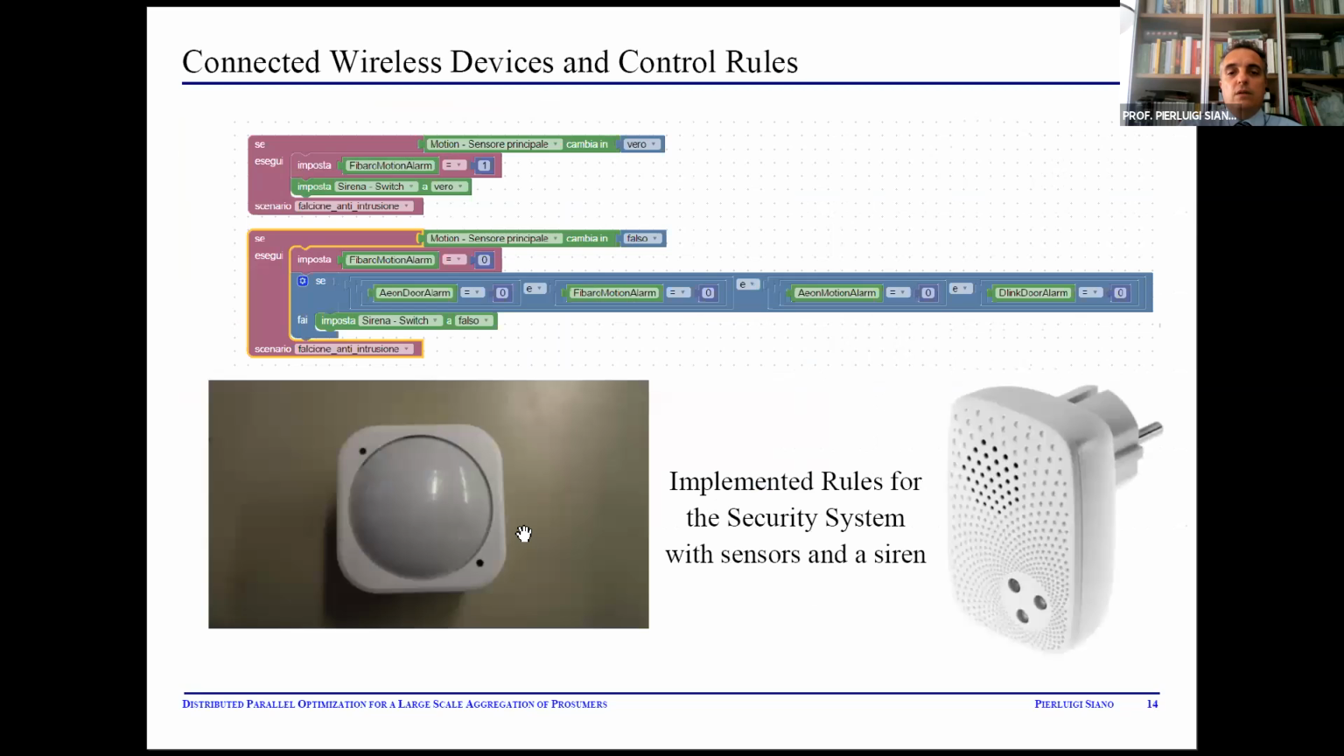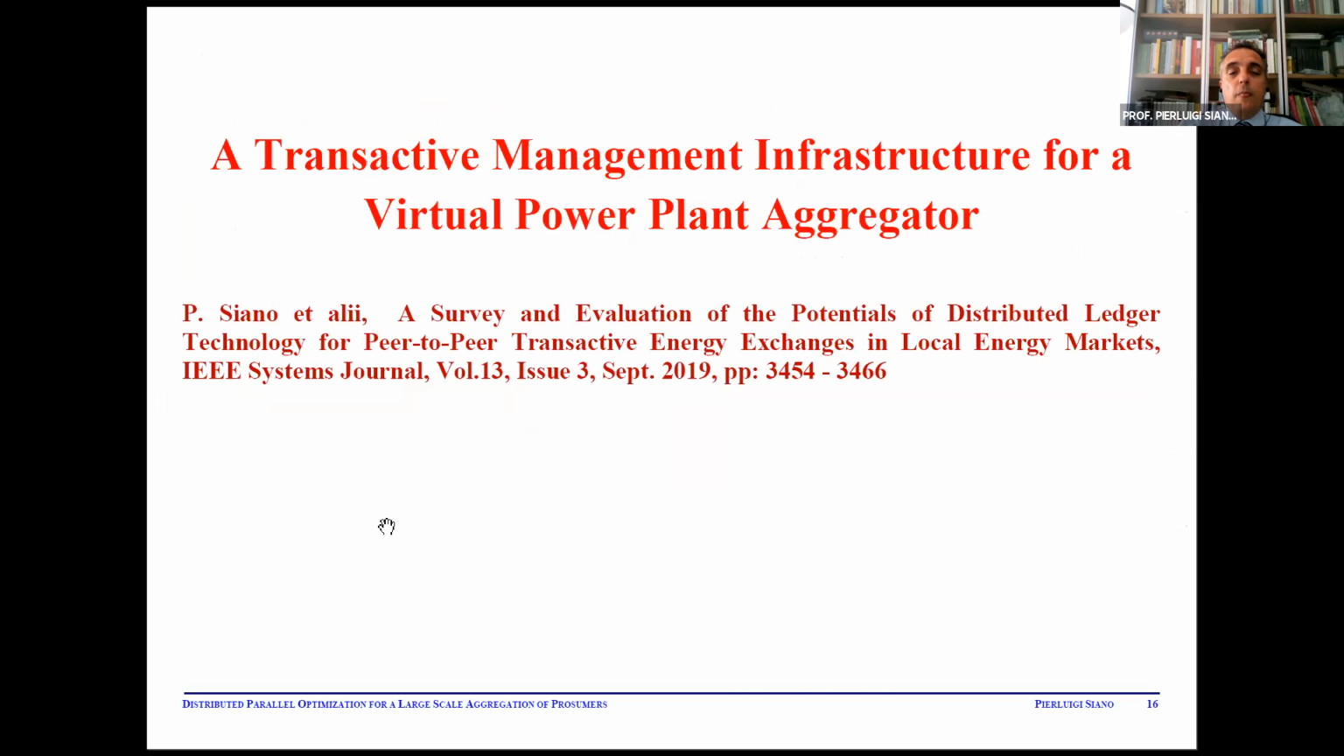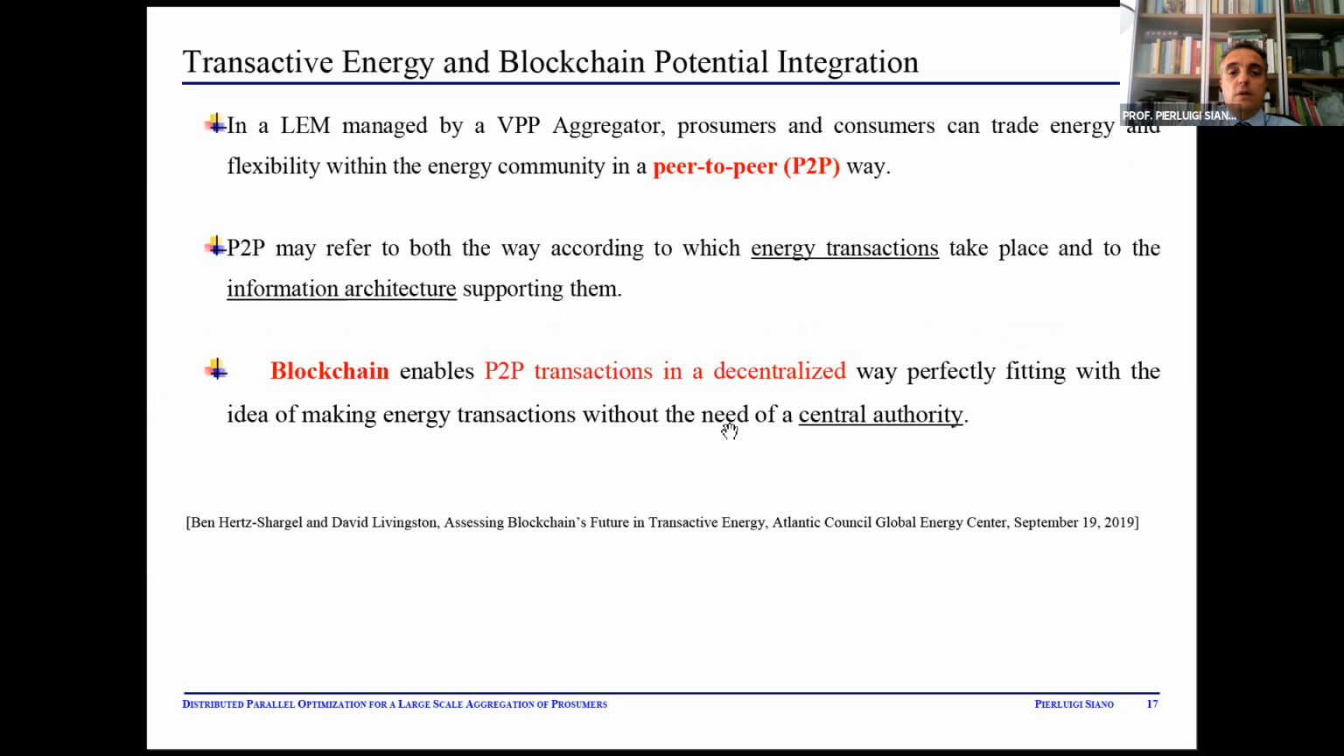Other rules can be implemented for a security system, for example, with some sensors and a siren, and a schema and rules for the maximization of renewable energy produced by a photovoltaic system by using two smart meters shown here and a smart plug. This Internet of Things architecture has been further developed to become a transactive management infrastructure for an energy community manager. More details can be found in this paper.